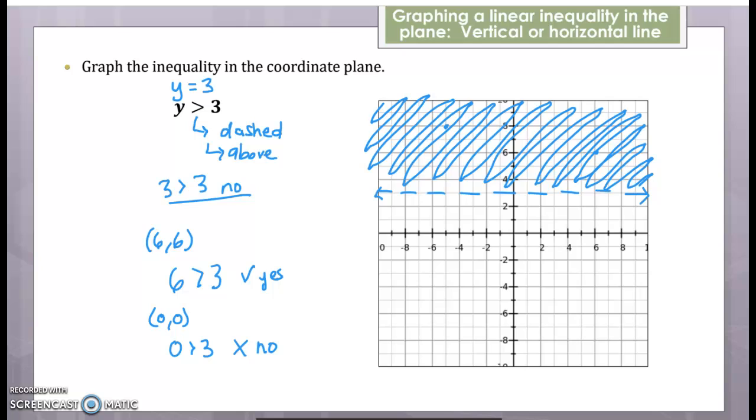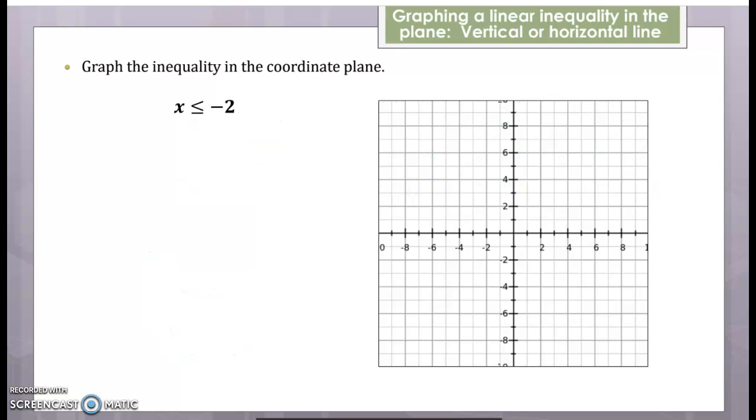Let's go ahead and try a vertical one. So for this problem, we have x is less than or equal to -2. This would mean our boundary line is going to be solid because we have an equal to sign. And we would think that because it says less than, we're going to say it's below.